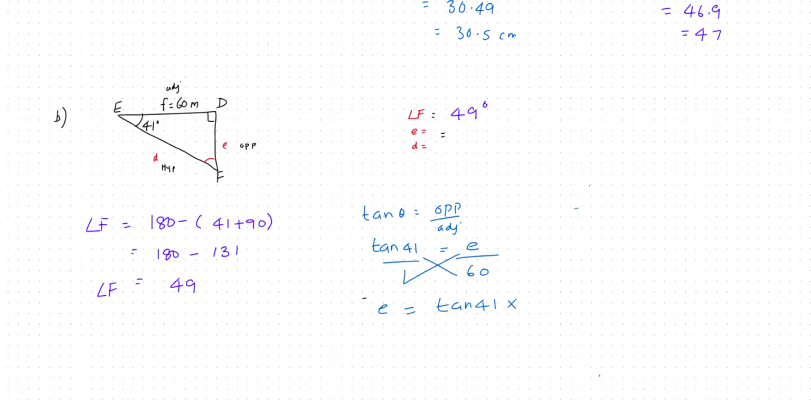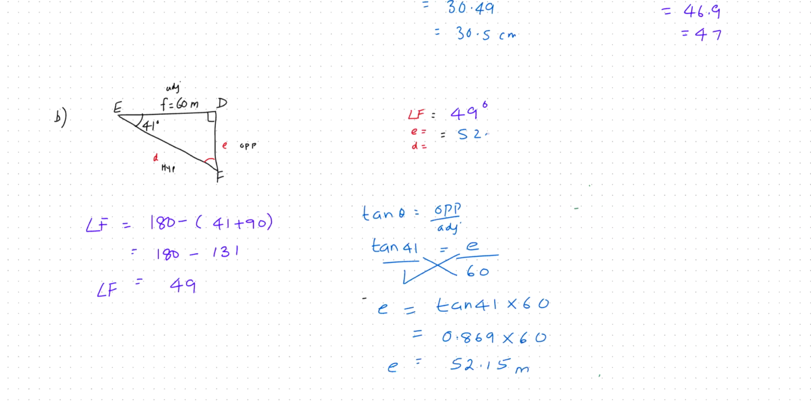Now we find the value of tan 41. So it comes to 0.869 times 60. So it comes to 52.15. And the unit is meters. So side E is 52 point, or rounded to 52 meters.